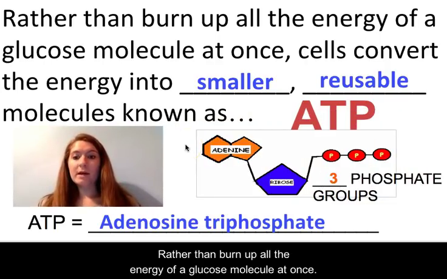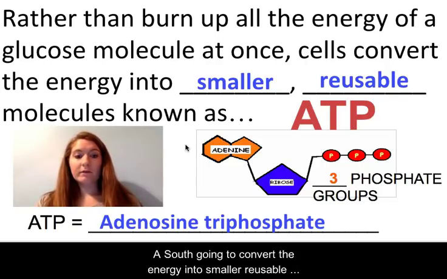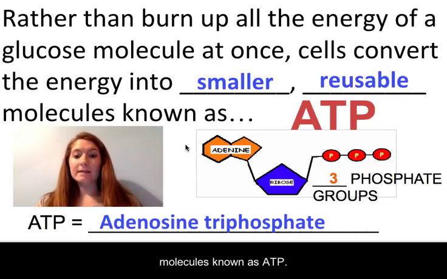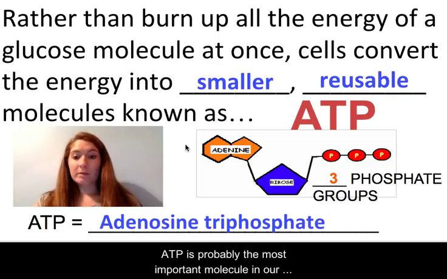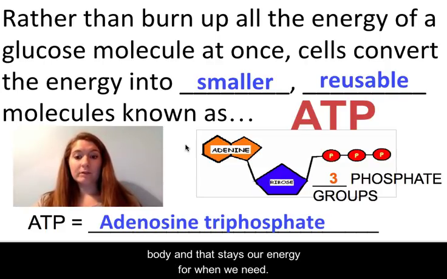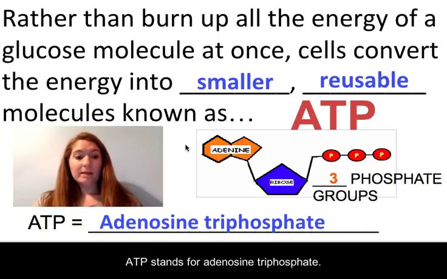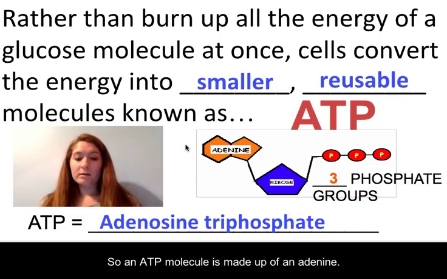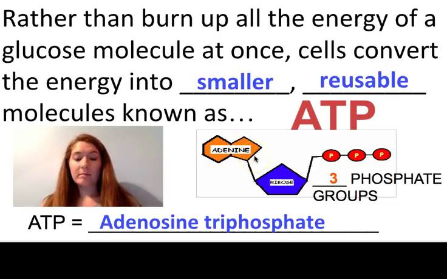Rather than burn up all the energy of a glucose molecule at once, a cell is going to convert the energy into smaller, reusable molecules known as ATP. ATP is probably the most important molecule in our body, and that saves our energy for when we need it. ATP stands for adenosine triphosphate. So an ATP molecule is made up of an adenine base, a ribose sugar, and 3 phosphate groups.